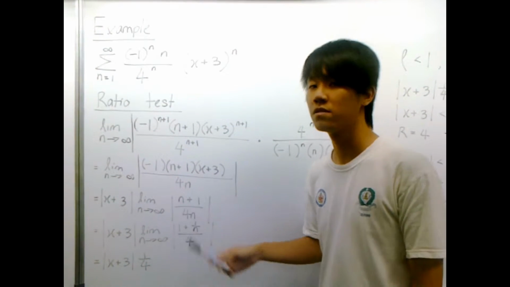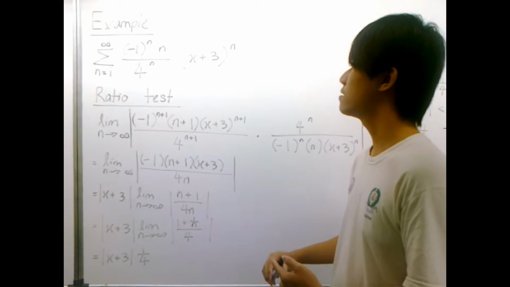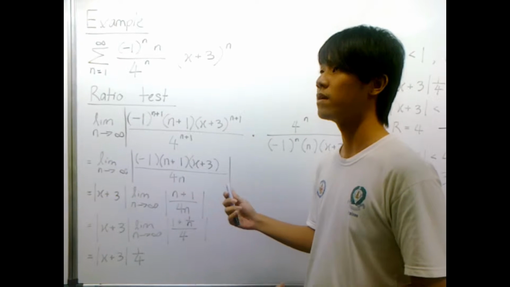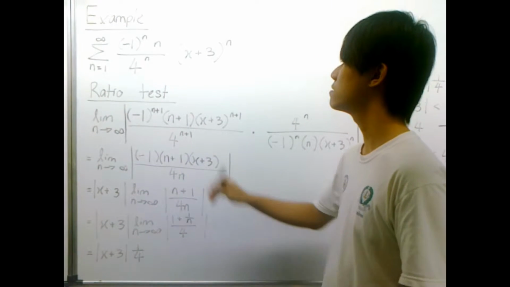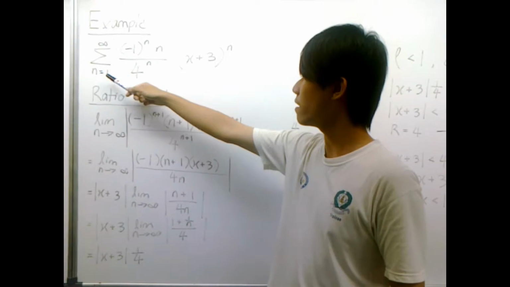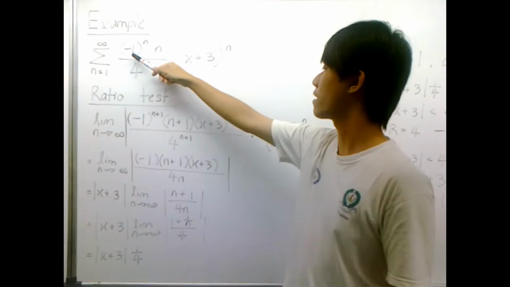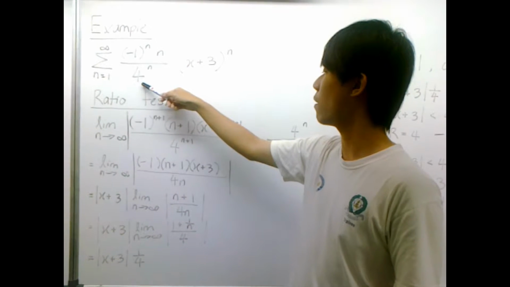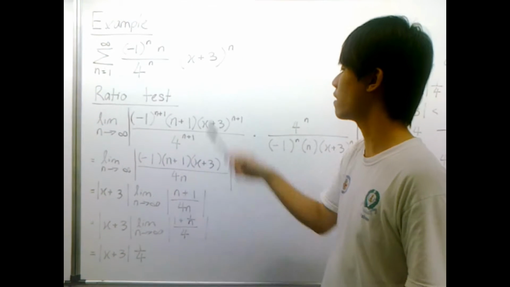Okay, so this is our first example in a power series question. In this question, we are required to test for convergence and find the radius of convergence and the interval of convergence for the series summation n equals 1 to infinity of (negative 1) to the power of n times n over 4 to the power of n times (x plus 3) to the power of n.